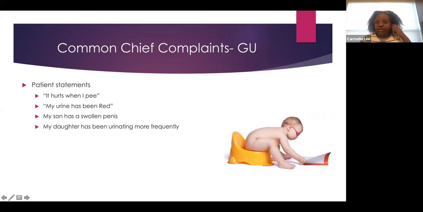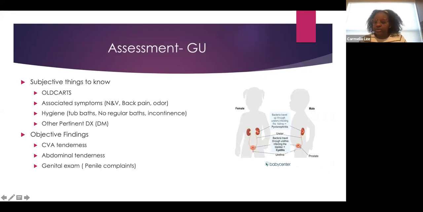So if you get these complaints, where would you go? So one, you always want to remember OLD CARTS. How long has it been going on? Is this a new issue? Is this a chronic problem?